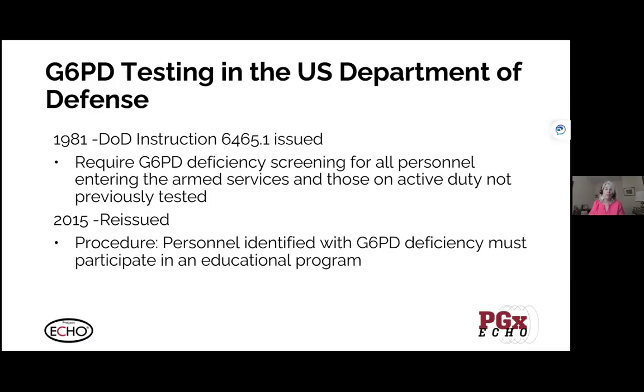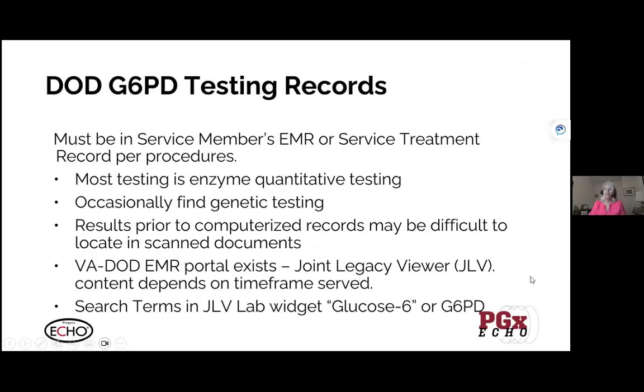They did not specify what type of testing needed to be done at that time. They did reissue this bulletin, although it had never been rescinded as far as I could tell. It's been ongoing since 1981, but in 2015 they did reissue the bulletin, and in that procedure did list that medical education to the patient who is identified with G6PD deficiency is required. The DoD G6PD testing must be in the service member's electronic medical record or service treatment record.